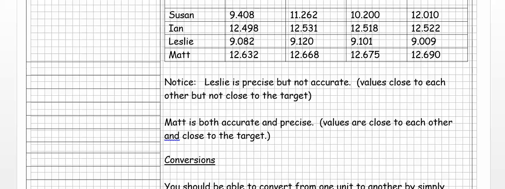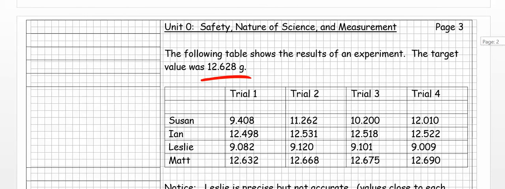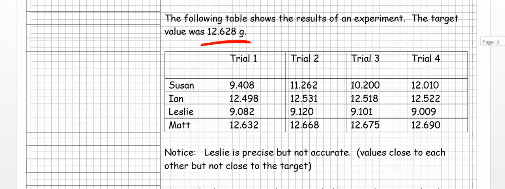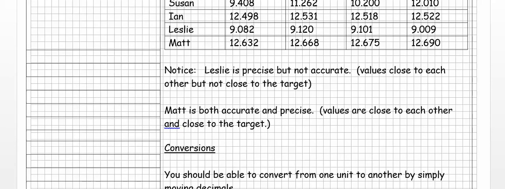Leslie's precise, but not accurate, right? Her values are all close together, but they're not the target. Remember, the target was this number here. The target was 12.68, right? So for Leslie, she's precise but not accurate. So the values are close to each other but not close to the target.